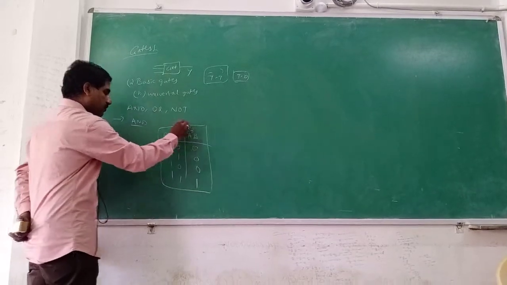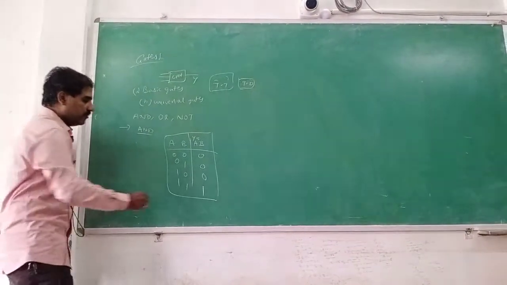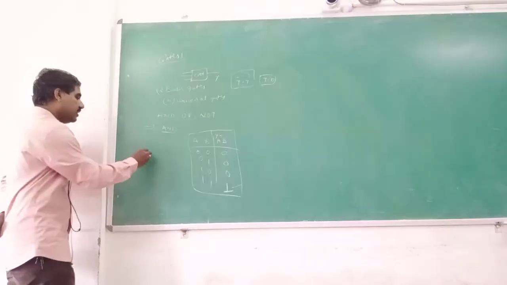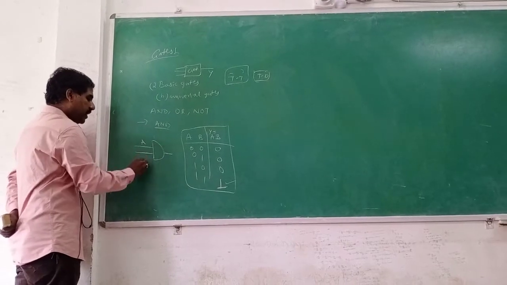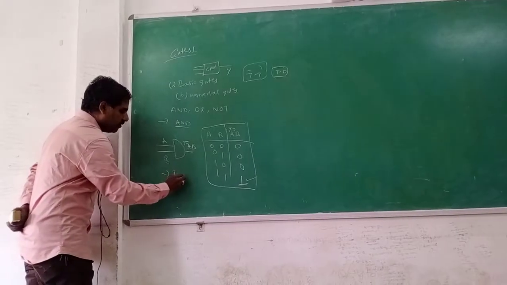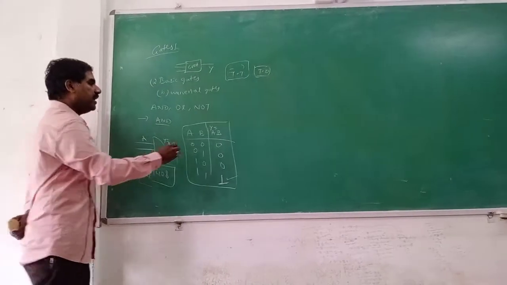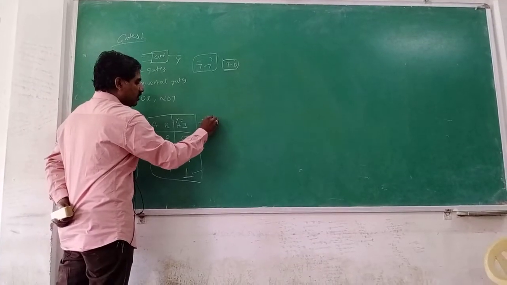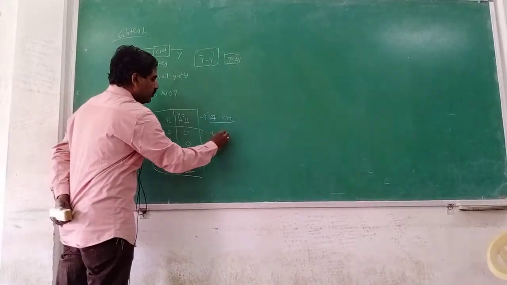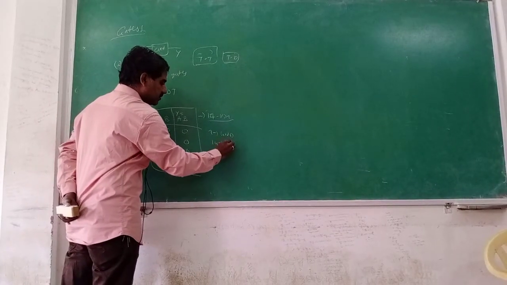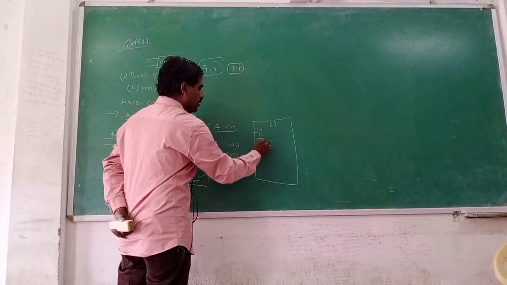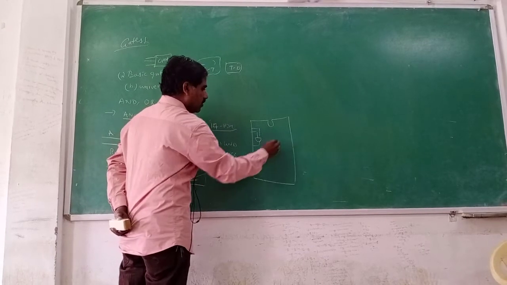It is a logic circuit in which the output is high only when both inputs are high. It is the basic definition of the AND gate. Its symbol looks like this, with inputs A and B and a single output. Its IC number is 7408. It is a 14-pin DIP package. In this, the 7th pin is grounded and the 14th pin is VCC. Inside the 7408, we have four gates.